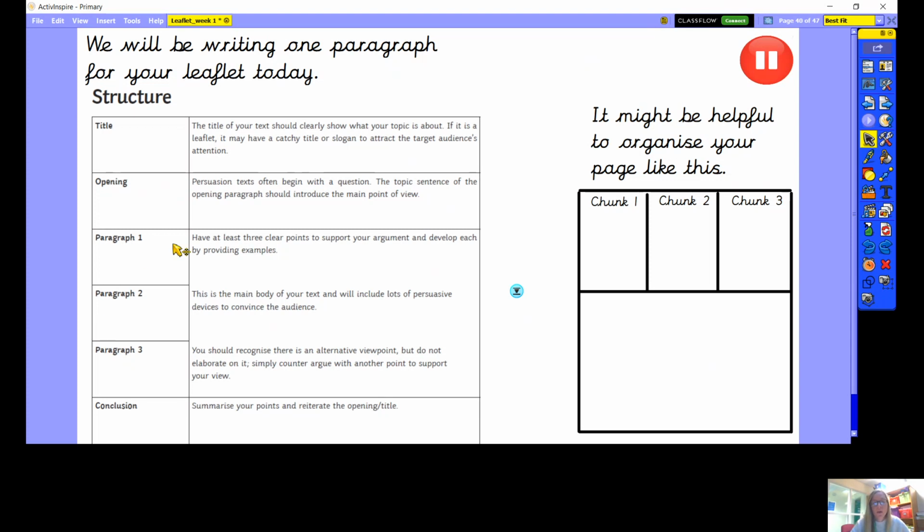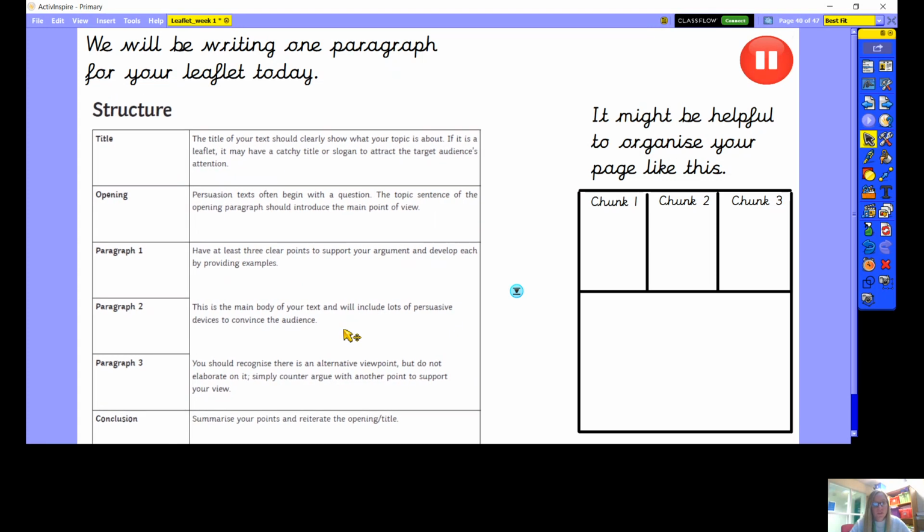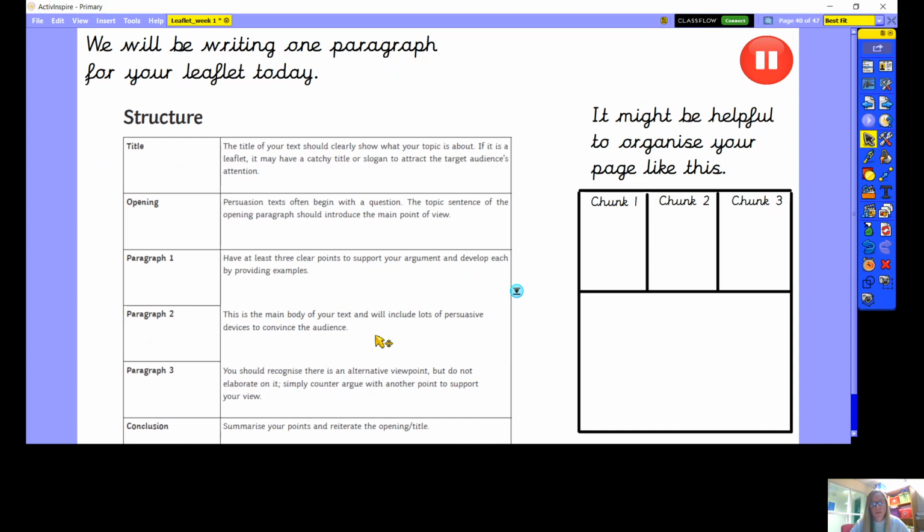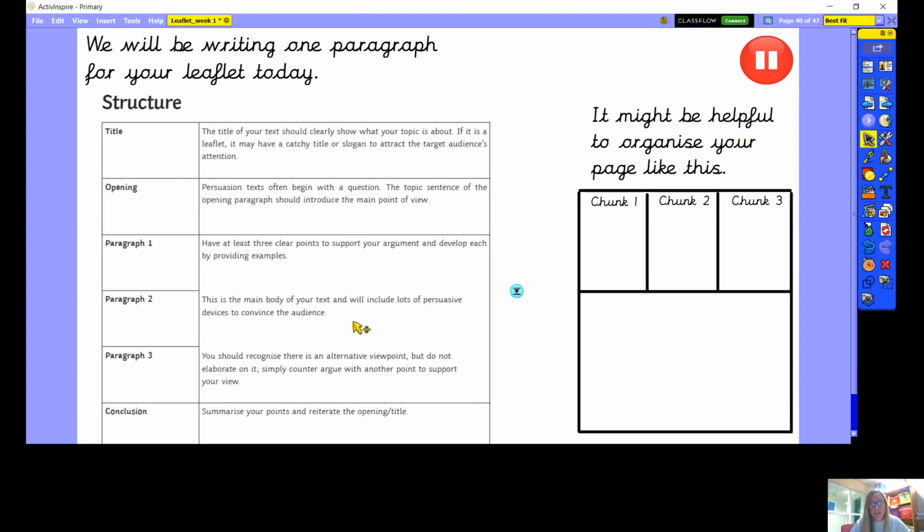So we're going to be writing one of our paragraphs today, and this is going to be used in your leaflet. It's really going to help you by making sure you've got a really great paragraph written at the end of this session. Our paragraph is going to have some clear points to support your argument and develop each by providing examples. It's going to be the main body of your text and will include lots of persuasive devices to convince the audience. So we're convincing the Celts to join the Roman army. You should recognise that there is another viewpoint, but do not elaborate on it. Simply counter-argue with another point to support your view. So we're arguing today that the Roman army is the best army.